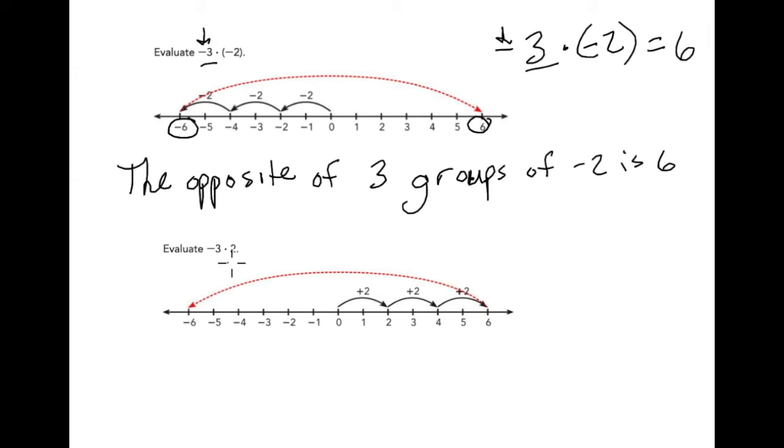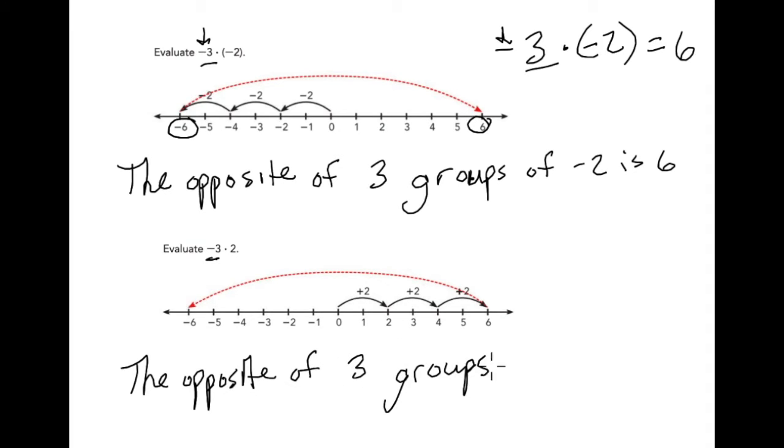And for the last one, we had a negative 3 times 2. And again, that first integer is a negative. That could be read as the opposite of 3 groups of 2. And we know that 3 groups of 2 was 6, so the opposite of 6 is a negative 6, which means that a negative 3 times 2 would give us a negative 6.